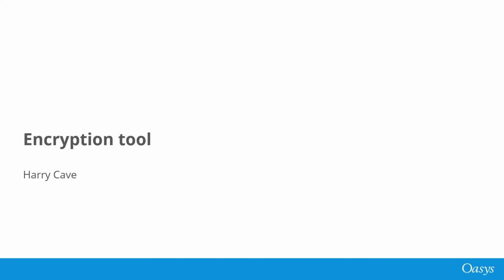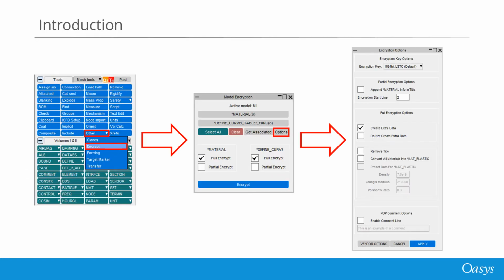Hello, my name's Harry Cave, and I'm going to talk you through the new additions of the encryption tool in Oasys 19. The encryption tool was introduced in Oasys 18, allowing you to quickly encrypt materials and load curves within your model using PGP encryption. You can access this tool by going to the Others section in the Tools menu and then pressing Encrypt.